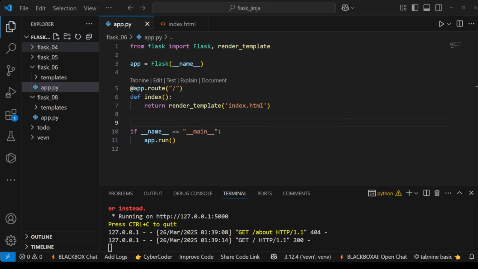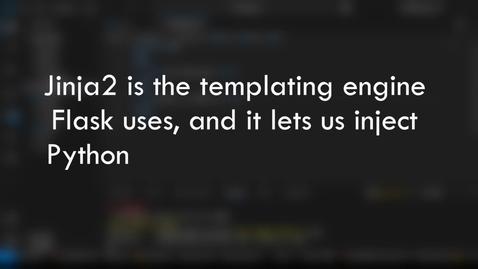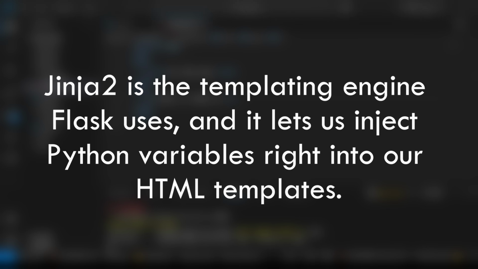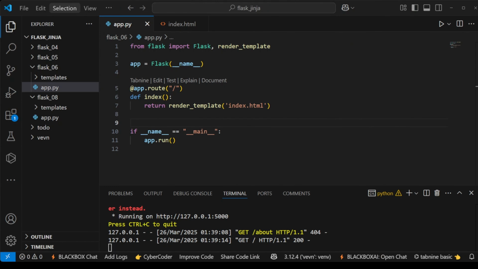And there it is. We've successfully set up a route that renders an HTML template. It's that easy to get started with templates in Flask. Next, let's learn how to pass variables from Flask to HTML using Jinja2 templating. Jinja2 is the templating engine Flask uses, and it lets us inject Python variables right into our HTML templates. To start, we'll update our index.html file.